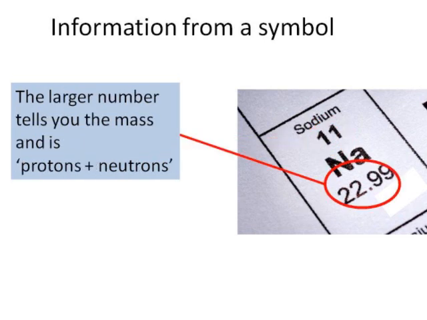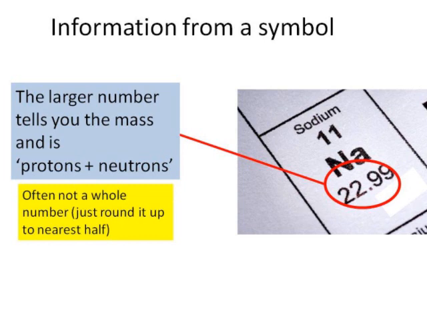The larger number of the 2 numbers is the mass number, and we get this from a combination of the number of protons and neutrons. In other words, the total number of particles in the nucleus. It's often not a whole number, and the best thing you can do is round it to the nearest whole number, or, in some cases, to the nearest half number.